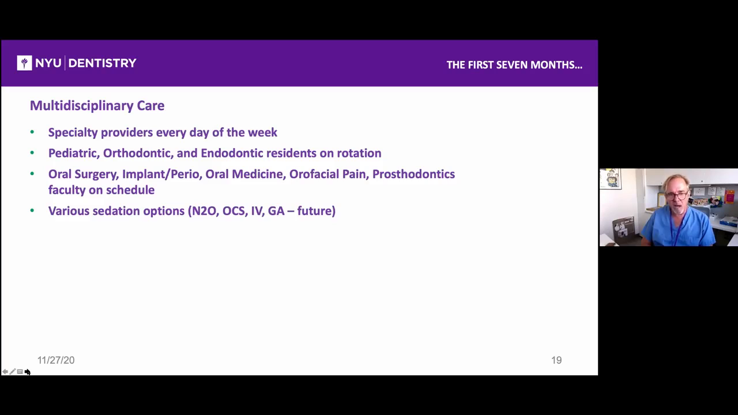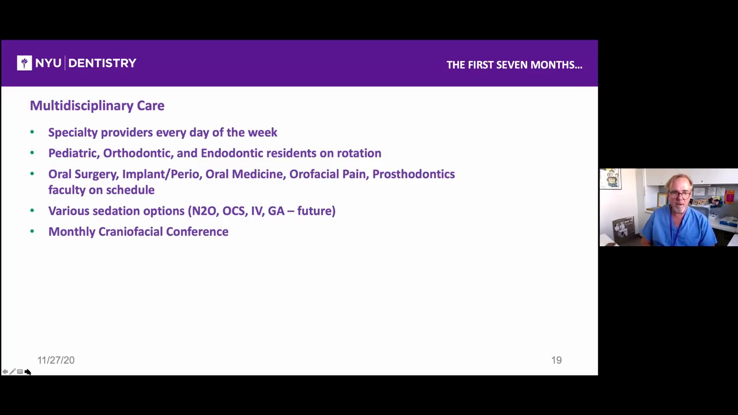We offer various sedation options: nitrous oxide, oral conscious sedation, IV sedation, and then hopefully we'll be doing more general anesthesia in the future. We were on the cusp of hiring an anesthesiologist, and unfortunately, because of the pandemic, we were unable to. There was a hiring freeze in the university, but I have made the dean and the administration aware of the need for this anesthesiologist to get them here, other than myself, because I can't administrate this clinic and run the center and do anesthesia at the same time.